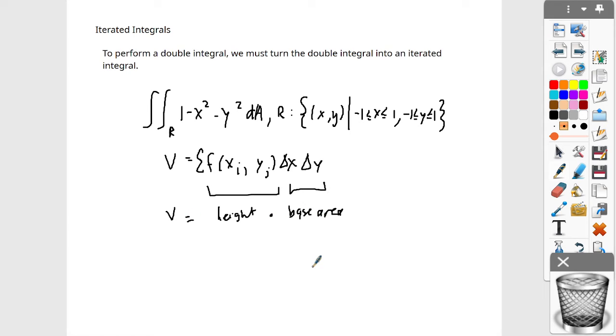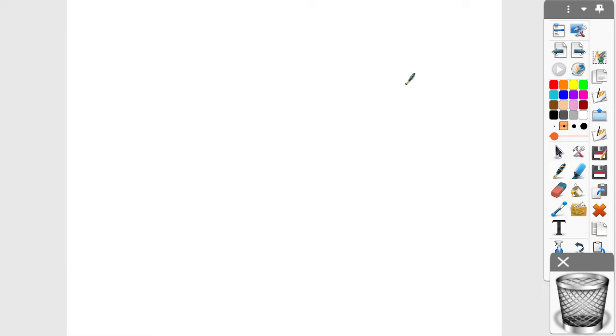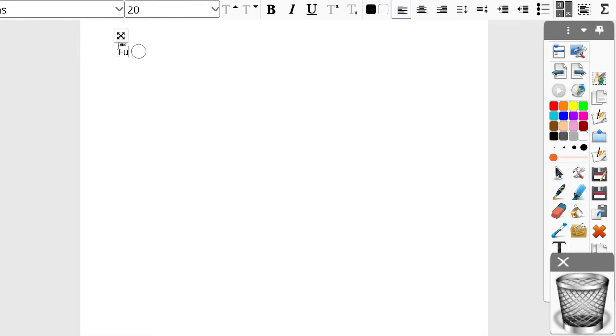When we take it down to infinitesimally small, what is your base area? Your base area, when delta x is small enough and delta y is small enough, is dx dy, or dy dx. And the fact that you can change those two variables works for rectangles only. In fact, this is so important, I'm going to have another page for it. It's called Fubini's theorem.